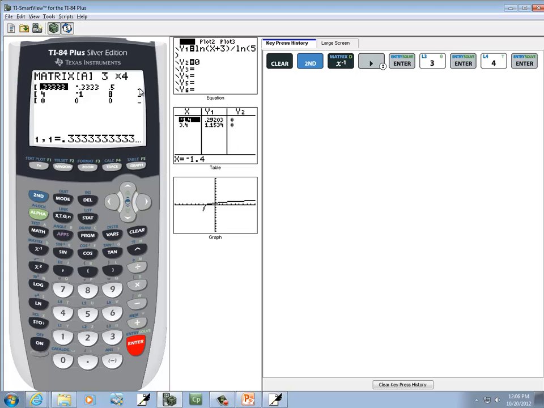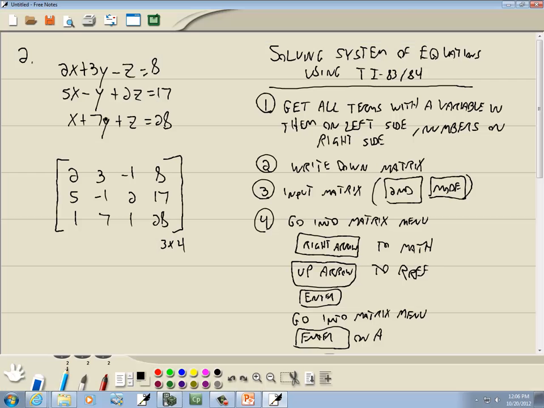Now notice there's 3 little dashes over here at the right hand side. That means there's more of the matrix you can't see on the screen. It'll automatically scroll over. You don't need to worry about that. And we just start putting our numbers in, pressing enter after each one.